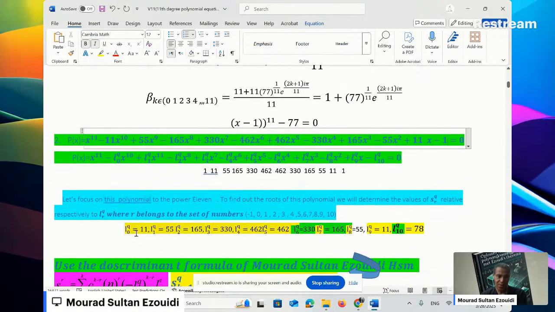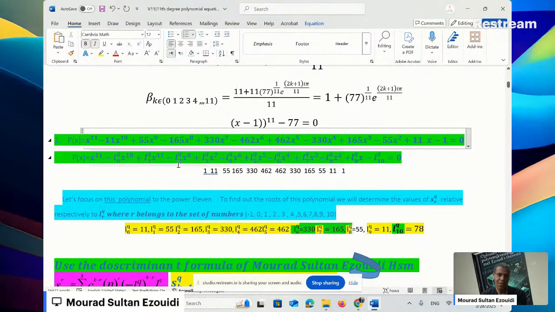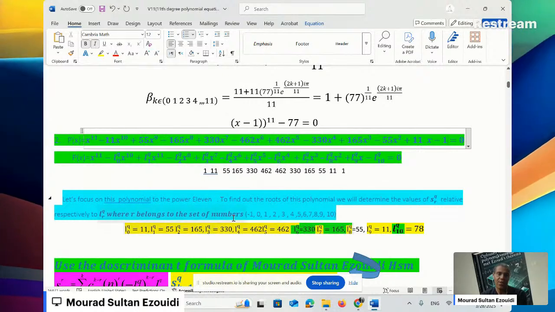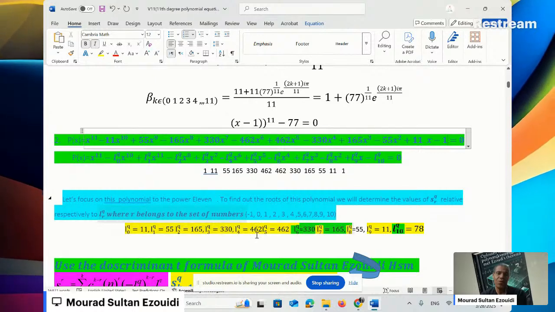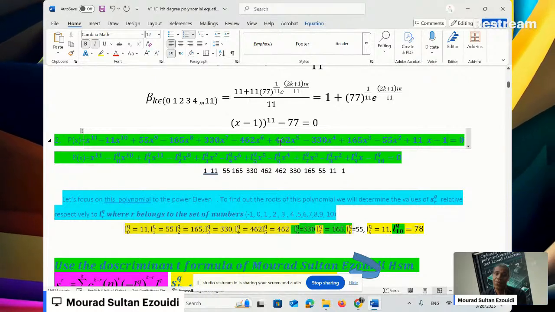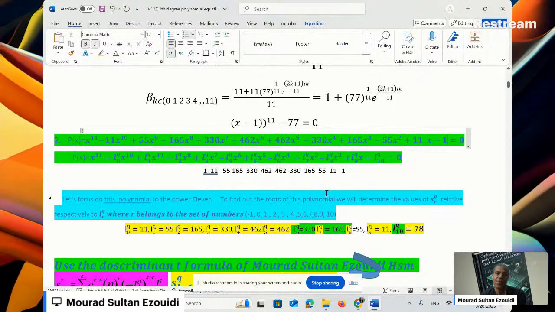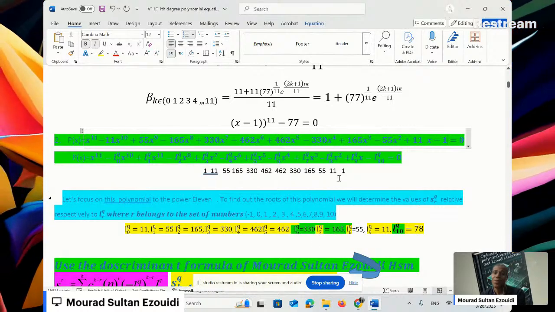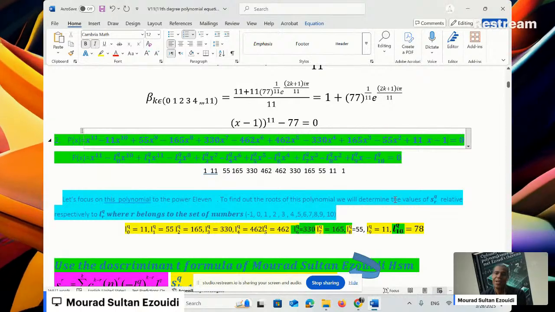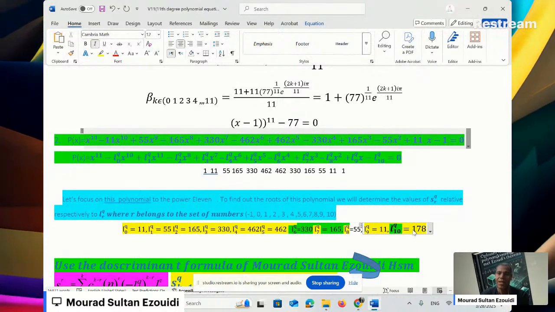So we told L0 in fact is going to be 11, L1 is 55, L2 is going to be 165, L3 is going to be 330, and L4 is going to be equal to 462, L5 is also equal to 462, L6 is going to be equal to 330, and L7 is going to be equal to 165. And L8 is going to be equal to 55. L9 is 11, and L10 is going to be equal to 1 because the last coefficient is equal to 1.